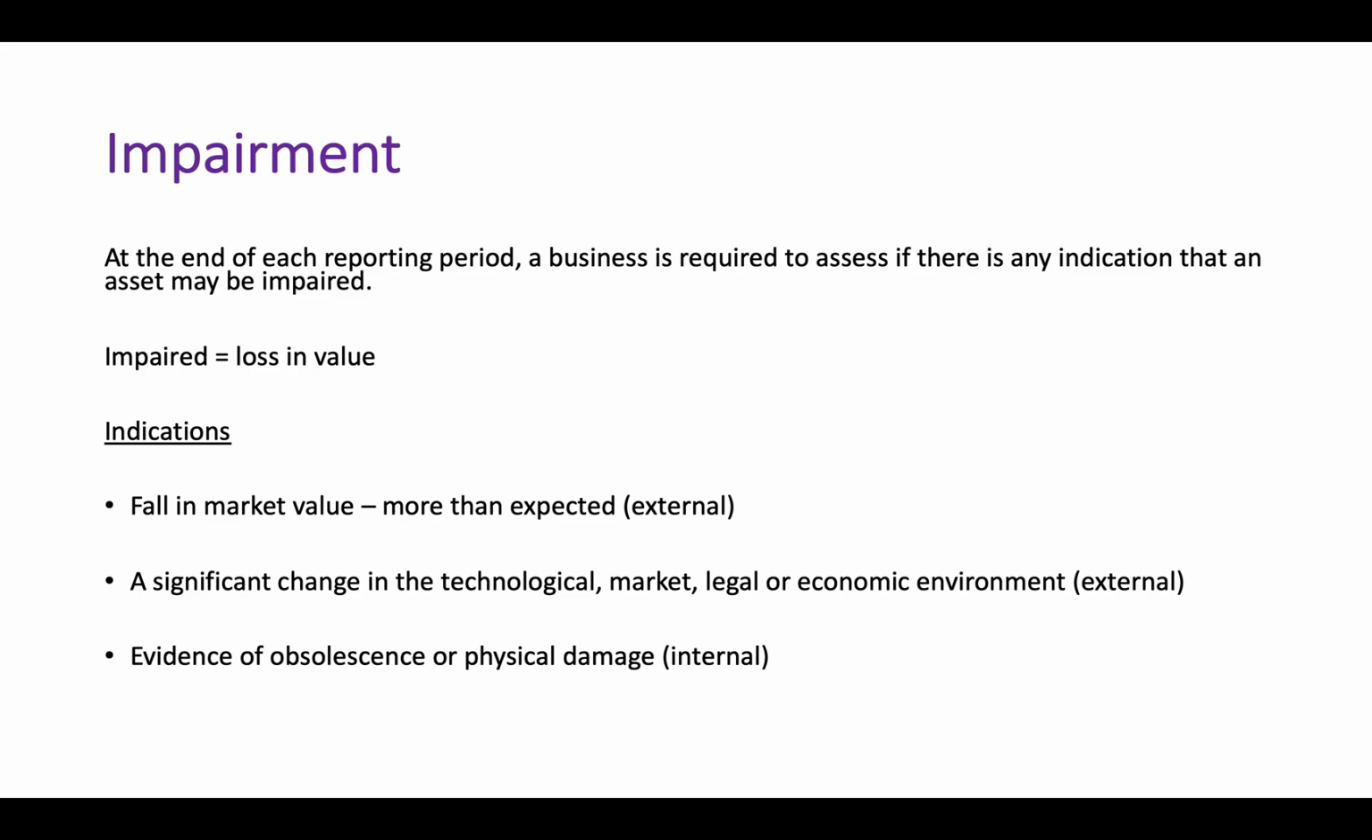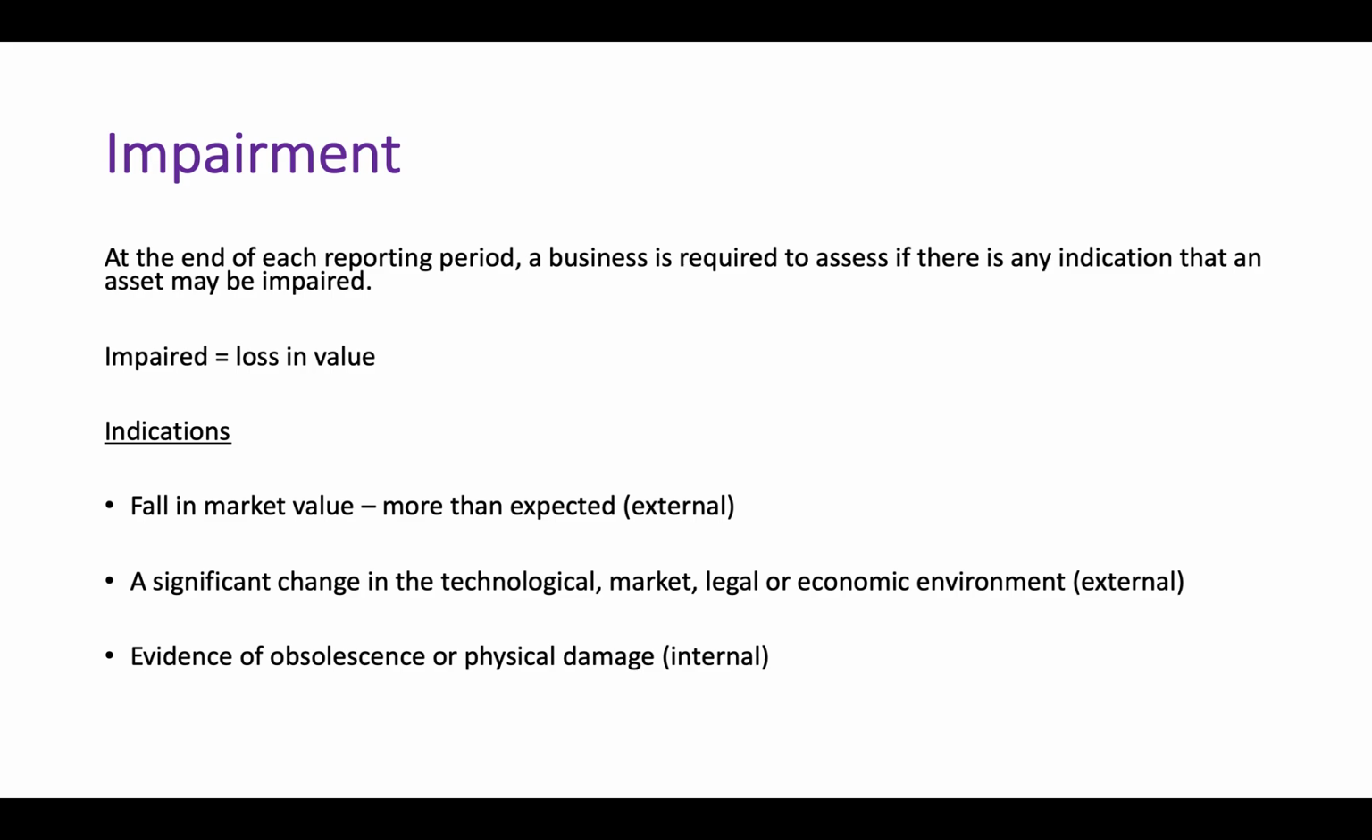Hi everyone, so today I'm going to explain to you the impairment rules under IAS 36. At each year end, a business is required to assess if there's any indication that an asset may be impaired, and what it means by impaired is a loss in value. There are several indications for this.